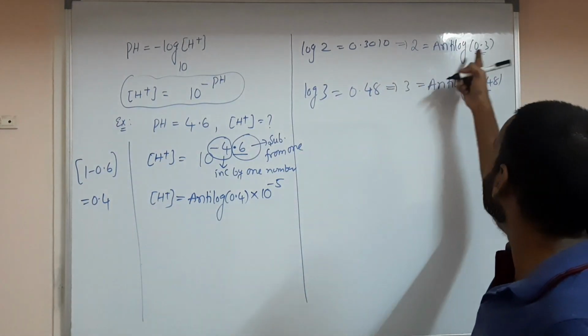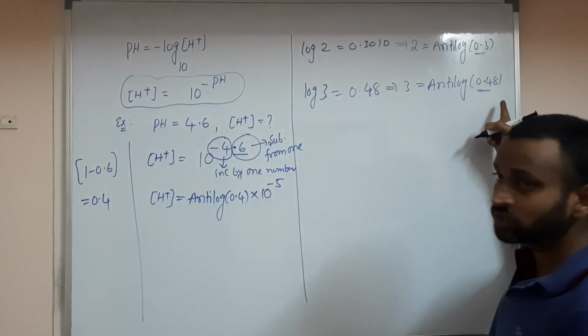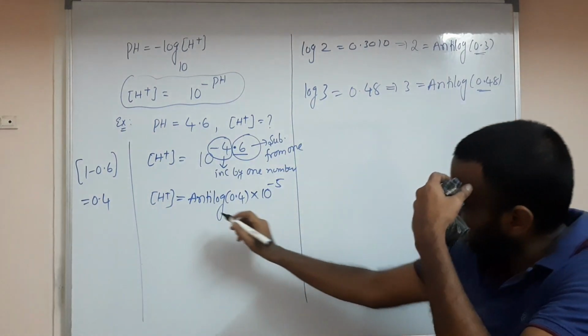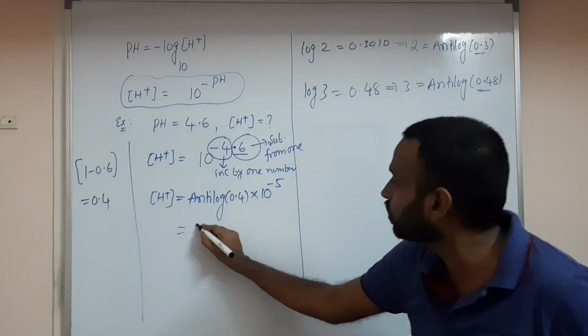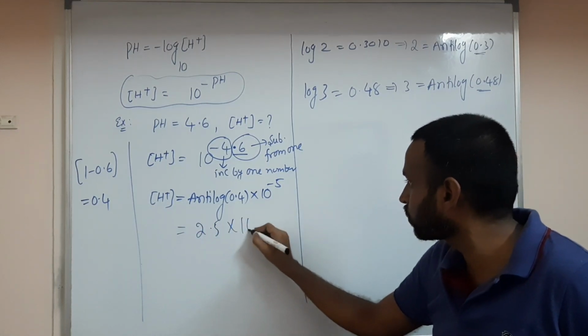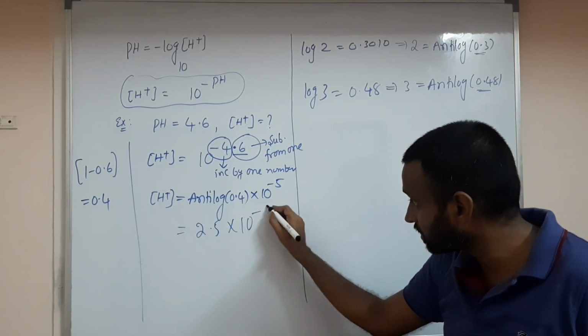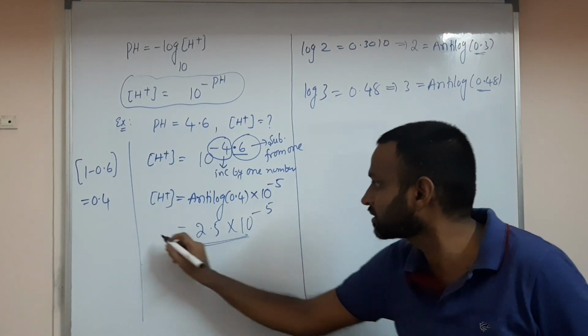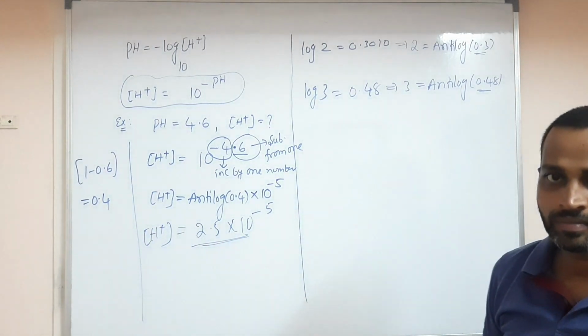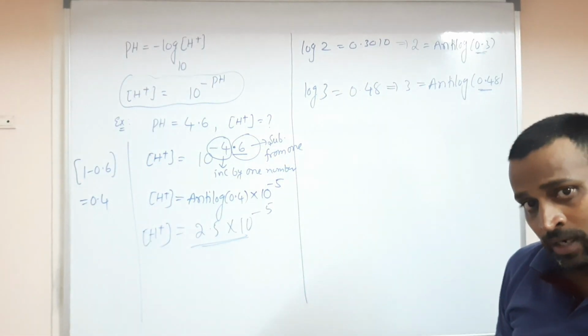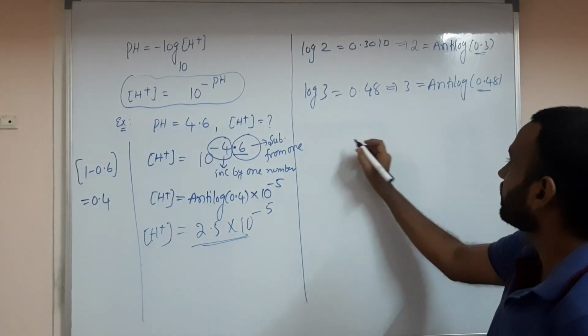So 2 is anti-log of 0.3, 3 is anti-log of 0.48. So anti-log of 0.4 means between 2 and 3. So 2.5 into 10 power minus 1. This is the final answer. This is the concentration of H plus. Very, very important. Got it, sir? Very simple.